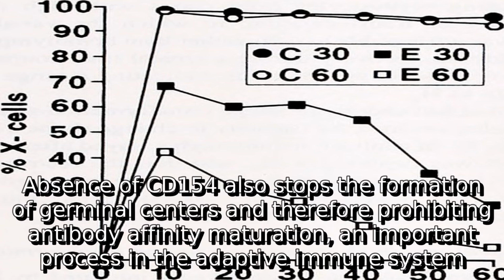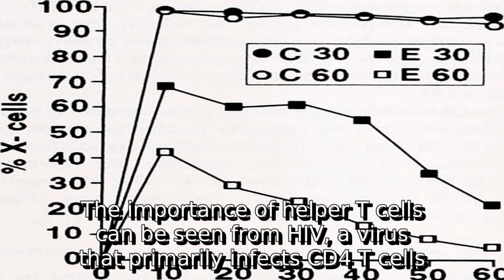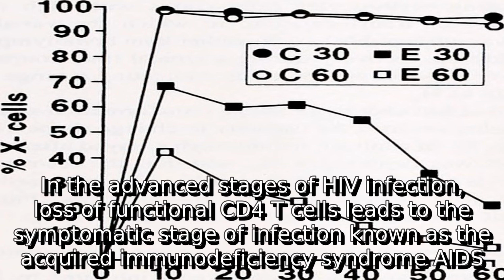Absence of CD154 also stops the formation of germinal centers and therefore prohibits antibody affinity maturation, an important process in the adaptive immune system. The importance of helper T cells can be seen from HIV, a virus that primarily infects CD4 T cells. In the advanced stages of HIV infection, loss of functional CD4 T cells leads to the symptomatic stage of infection known as the acquired immunodeficiency syndrome (AIDS).